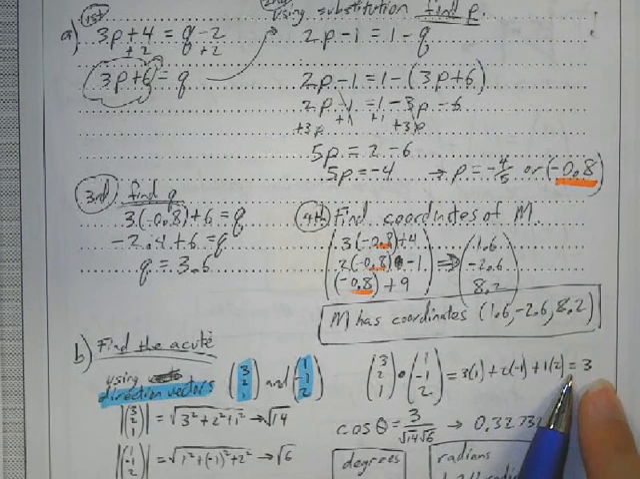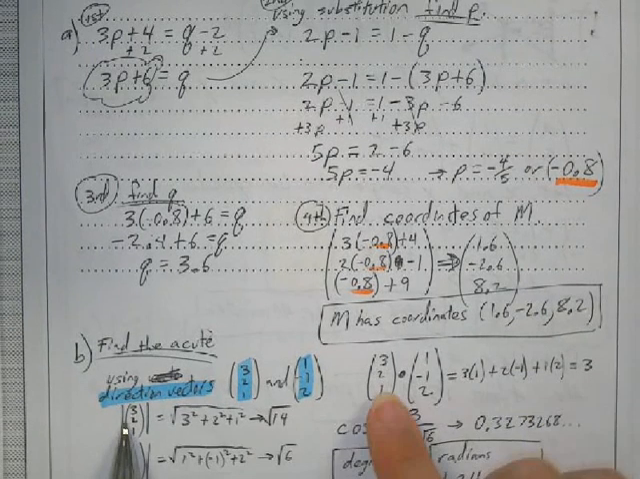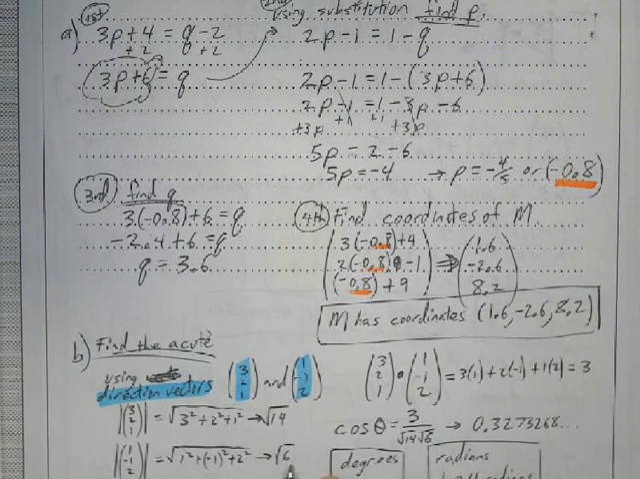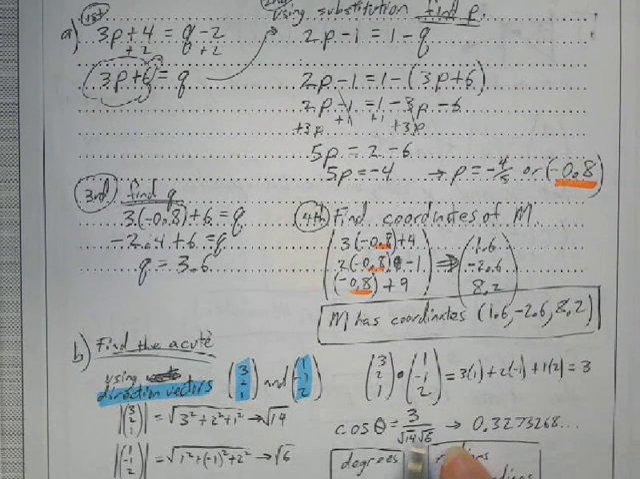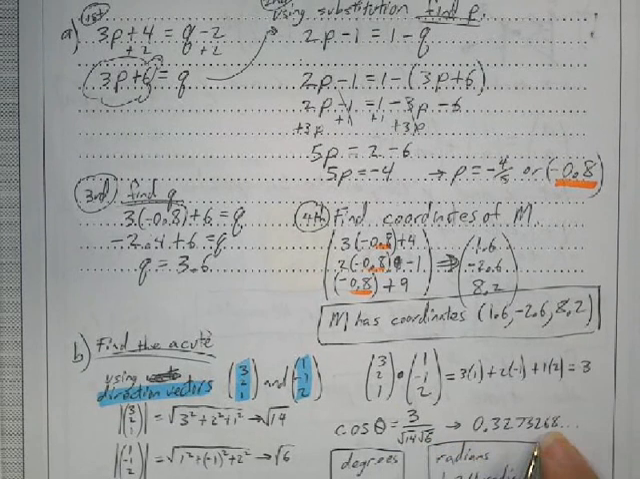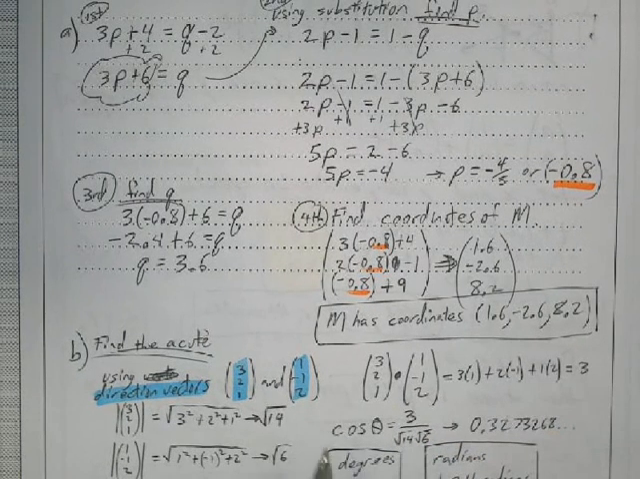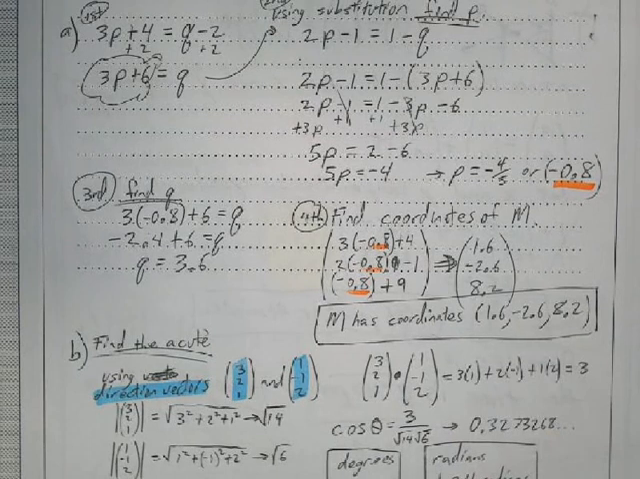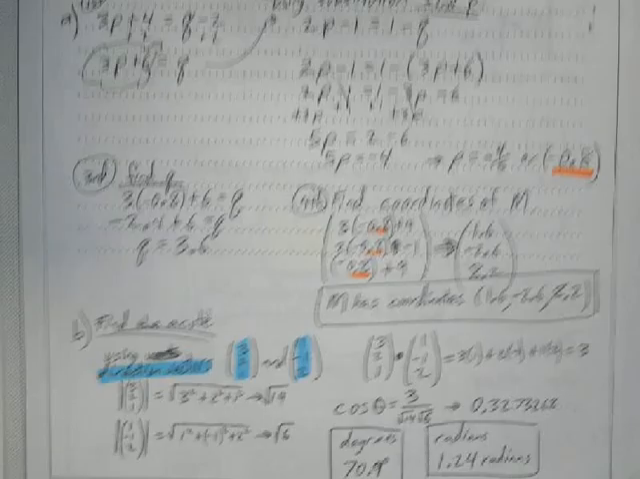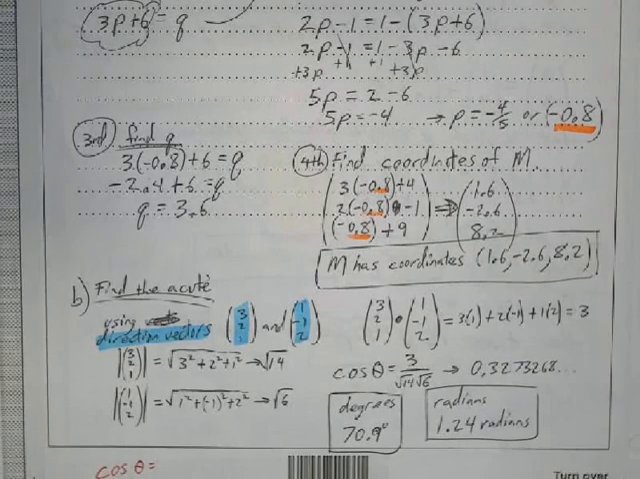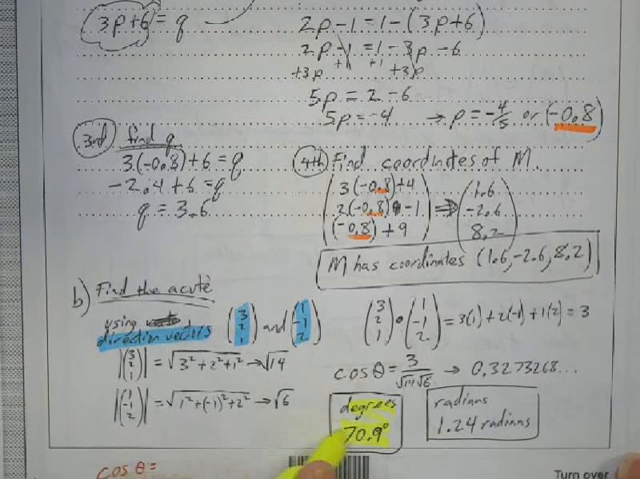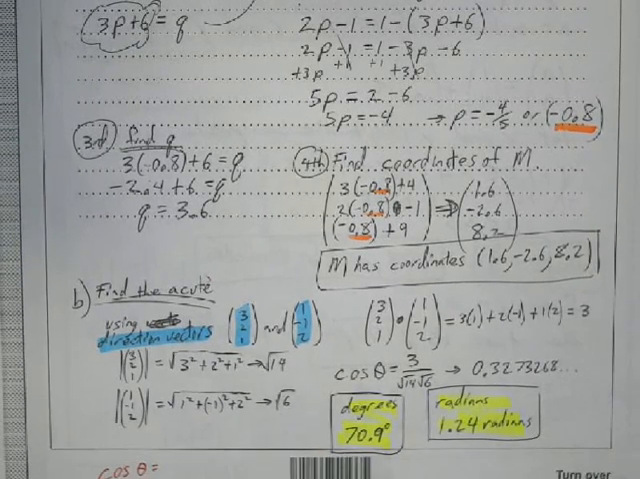Now I need to find the magnitude of each of these. I get this, magnitude of that, I get this, and now I plug it into here. 3 divided by square root of 14 and square root of 6 gets me this decimal. And then I hit second cosine, and then I'm going to get my angles. Either answer is fine.